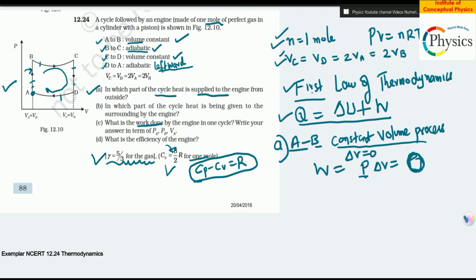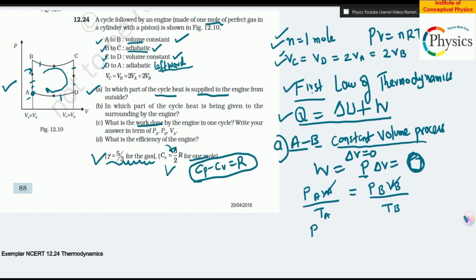In the AB process, if you talk about calculating the change in temperature during A and B, let's do that. PA VA upon TA is equal to PB VB upon TB, right? So the volume is not changing, so these go away. And we also know that VC is equal to VD, right? So there is no useful information I'm able to extract out of this.